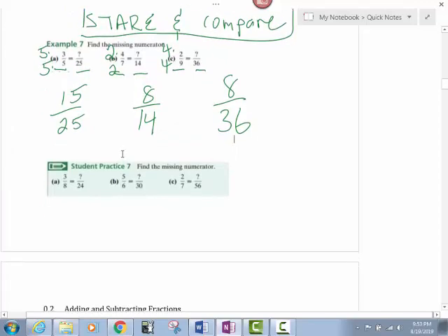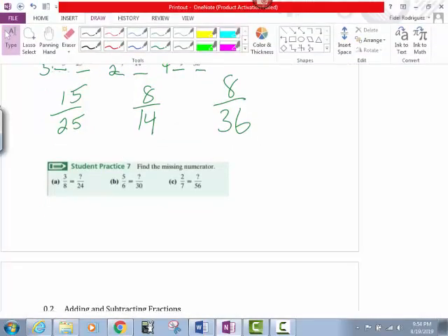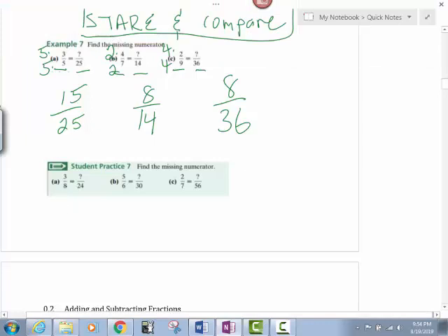And let's do the last ones down here. So again, I'll do the same thing. What do I have to multiply 8 by to get 24? I got to multiply it by 3. Well, then I got to multiply that top one by 3. That gives me a 9 over 24. 6 times what gives me 30? 5. So 5 times 6 gives me 30. 5 times 5 gives me 25.